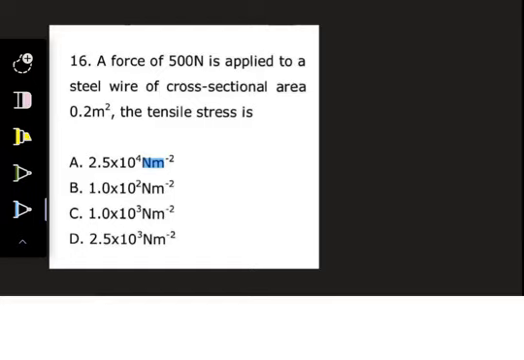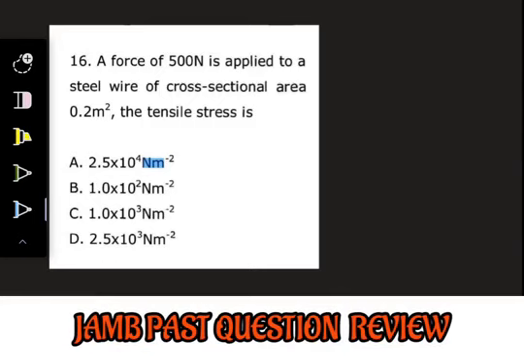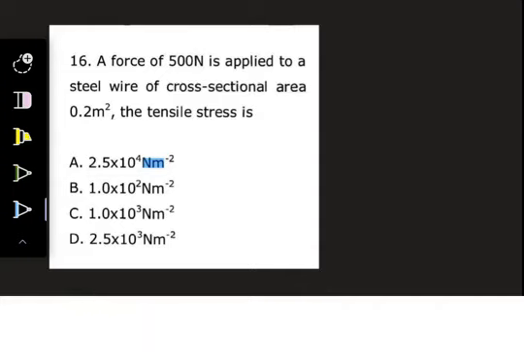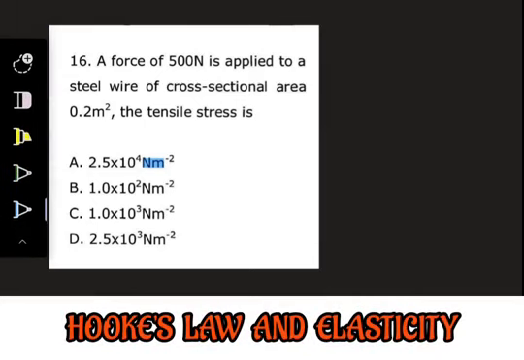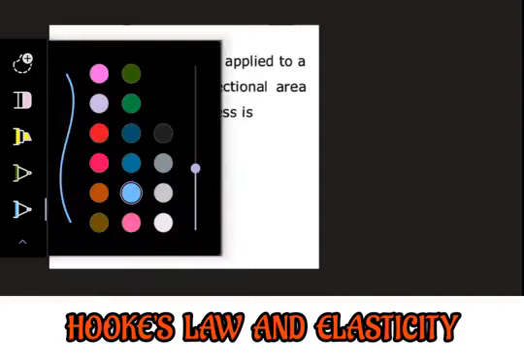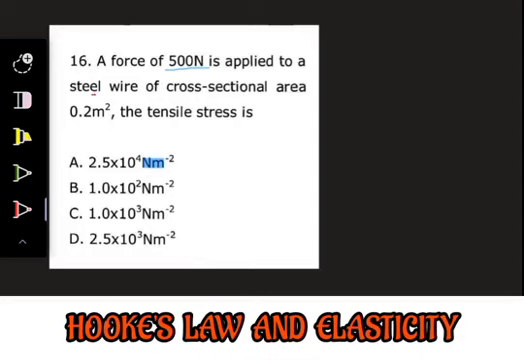Let's solve a question in JAM 2014, question 16 for physics students, and the topic is elastic properties of solids. So here we go. It says a force of 500 Newton is applied to a steel wire of cross-sectional area 0.2 meters square. The tensile stress is in question. So we have options A to D. So what was the correct answer?